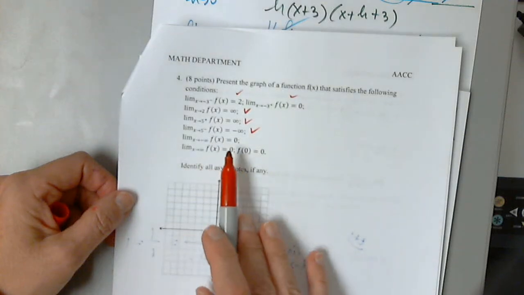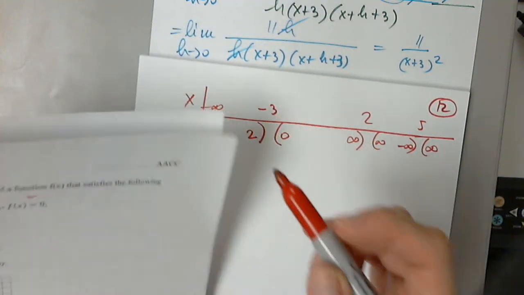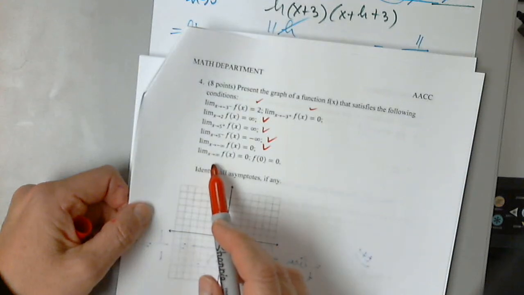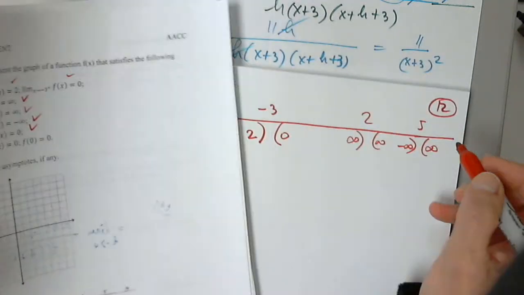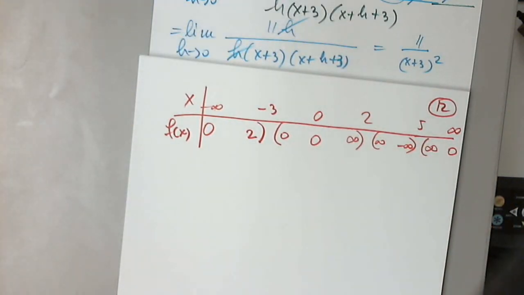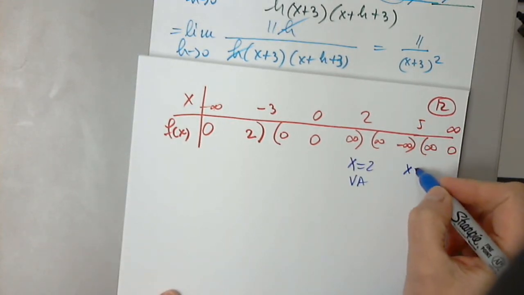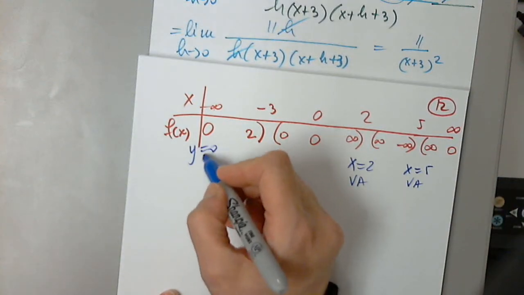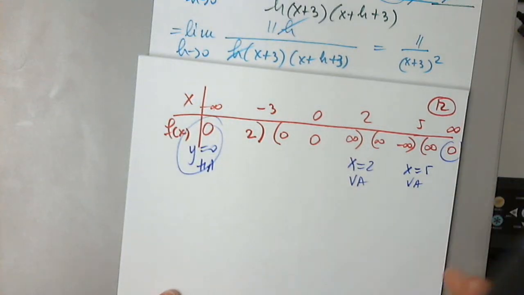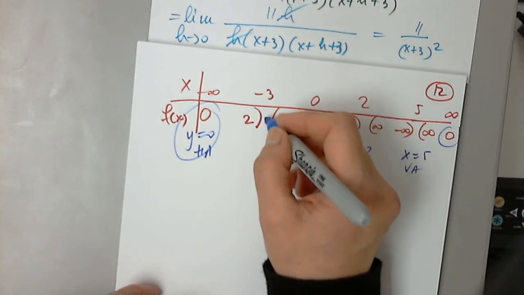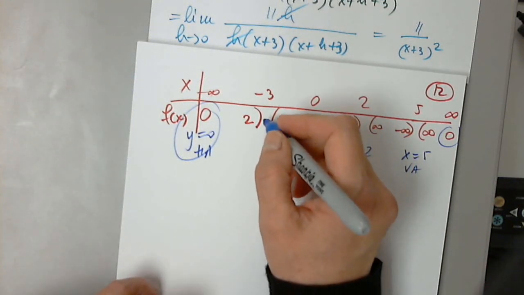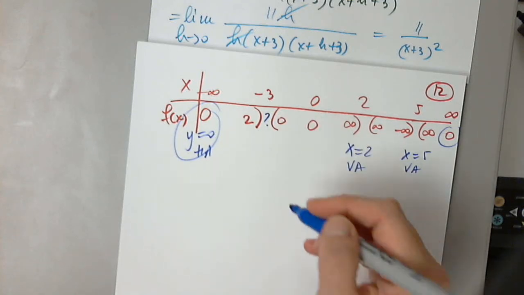The limit as x approaches negative infinity is 0. Done. And the limit of f of x as x approaches infinity is 0. And f of 0 is 0. So, here are my conclusions for now: this is a vertical asymptote, this is a vertical asymptote, and y equals 0 is a horizontal asymptote on both sides. Here you can make it defined if you want or not. It's up to you. Doesn't matter.